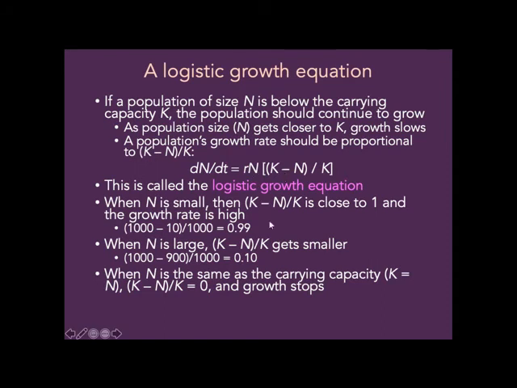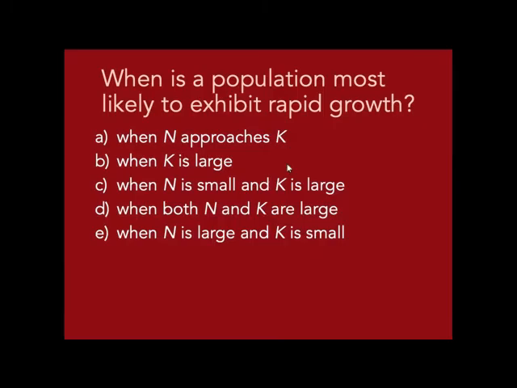When the population is small compared to the carrying capacity, which is the limit to how many individuals can live there, the carrying capacity is really far away and the population grows fast. When N is close to the same size as K, the population growth rate gets slower and slower as N approaches K. When N gets to be the same as K, the population has reached the carrying capacity, this equals zero, and the growth in the population will stop. So that is the logistic growth equation.